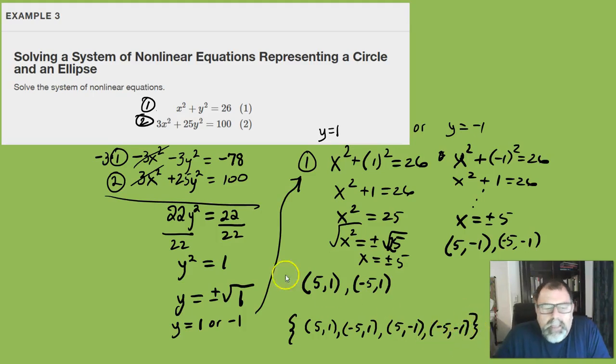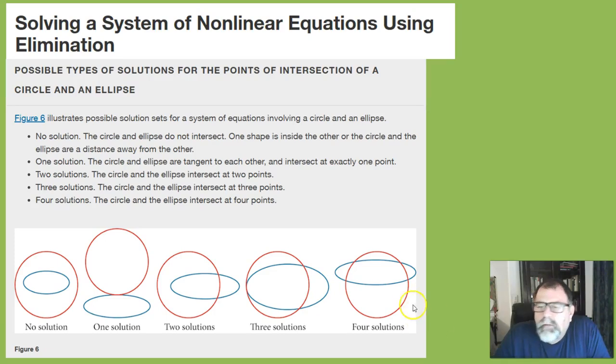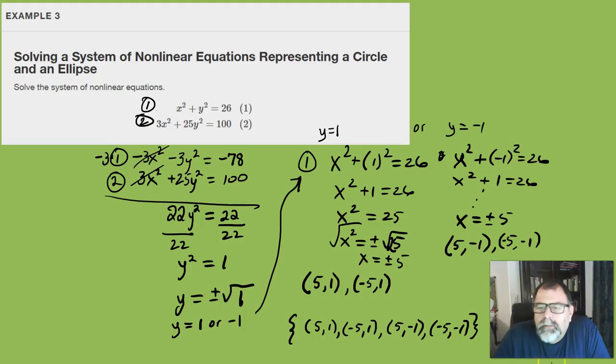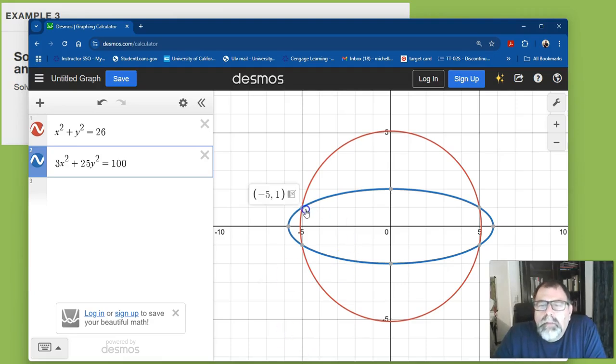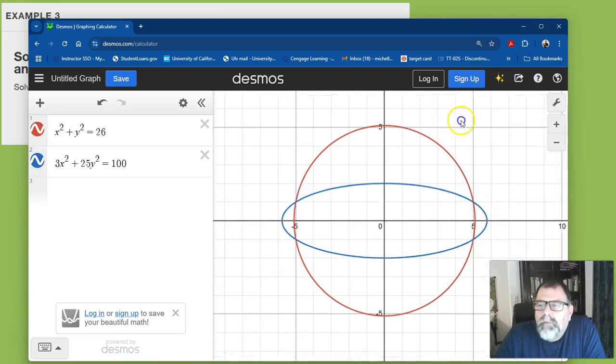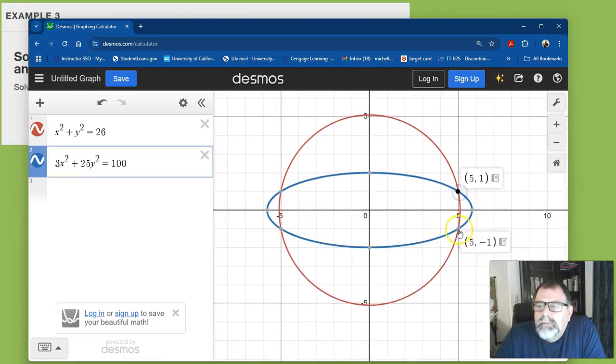So it's that last case where you're going to get 4 points. So let's look in decimals and just verify. Or again, you can plug in all the points, but I'm just going to use decimals. Okay, so there we go. So you can see we have -5, -1, -5, +1, 5, 1, and 5, -1. Okay, so we get all those 4 solutions.